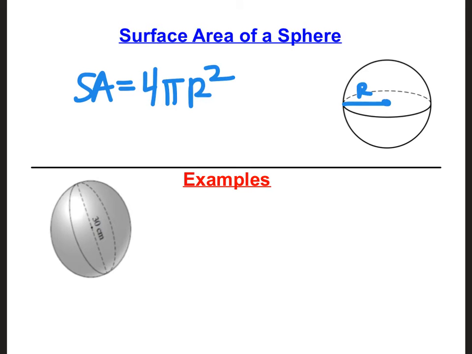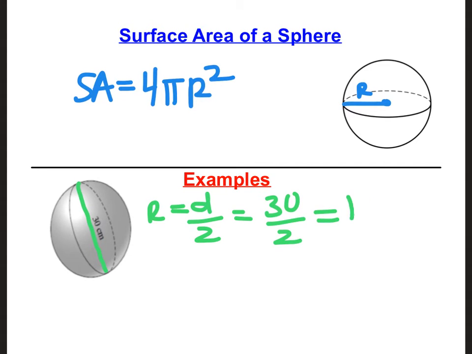We're going to go ahead and do our first example. Notice for this one, they tell me this entire length is 30. That's my diameter. And remember, my radius equals my diameter divided by 2. So I'm going to do 30 divided by 2 equals 15, and that's my radius. We're going to plug it into that surface area formula.